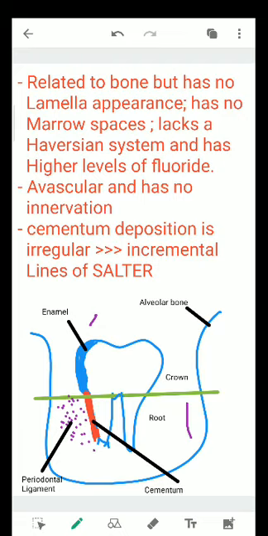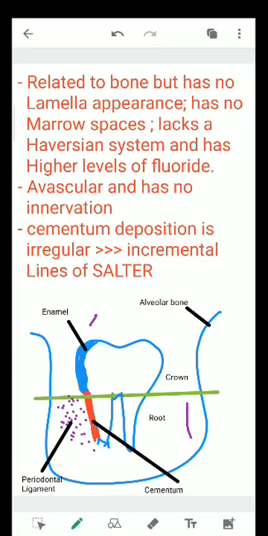in bone, right? So the Haversian system, if you can remember from the histology of bone, we have the osteocytes in lacuna with its processes and canaliculi. Now, these lacuna are arranged circumferentially around a blood vessel, right? That arrangement is simply referred to as the Haversian system. Now, it's not like this in the case of cementum.